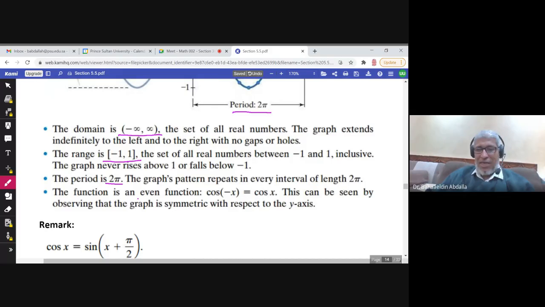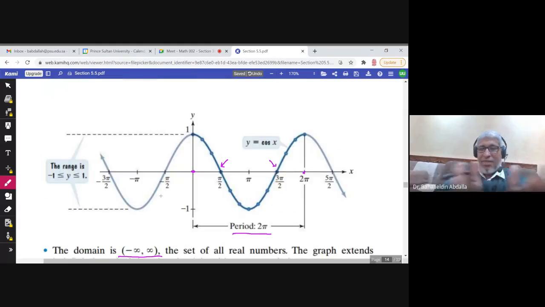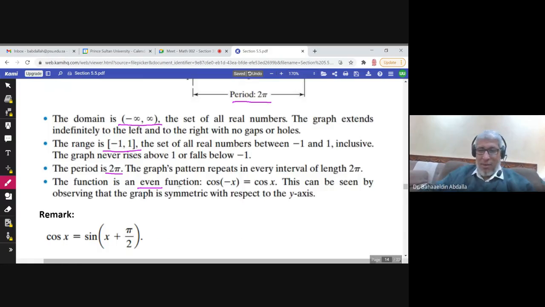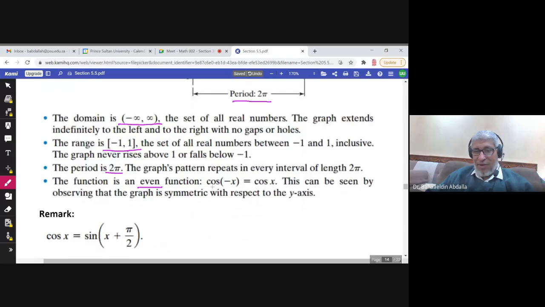The function is even because you can see that the graph is symmetric about the y-axis. That's important. So cosine of -x is equal to cosine x, while sine of -x equals negative sine x. This is important because cosine of -45 would be equal to cosine 45. Okay, so cosine -x equals cosine x, and the function is even.